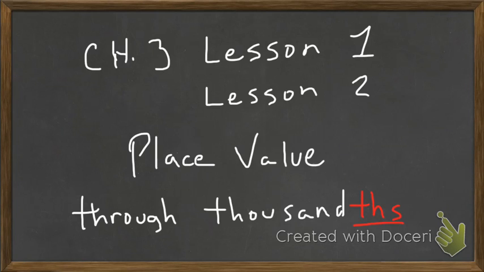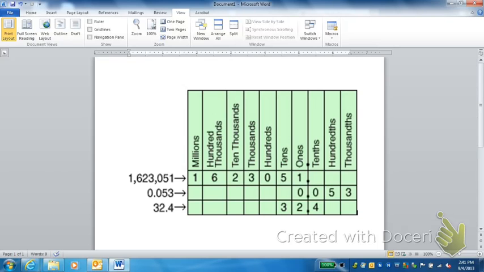Chapter 3, Lesson 1 and 2, Place Value through Thousandths. What we're going to be working with today are the three digits to the right of the decimal: the tenths, hundredths, and thousandths place.